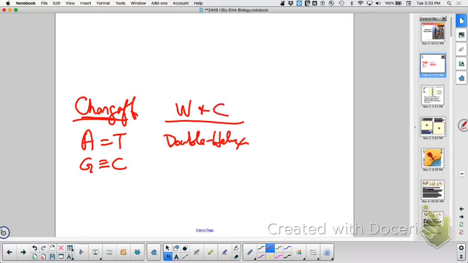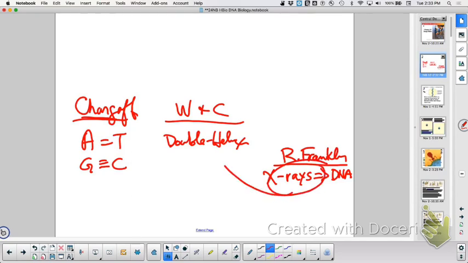Okay, good. Who came up with the idea to shoot X-rays through DNA to look at the pattern that they made? Hershey and Chase. No. Rosalind Franklin. And remember, this data was used by Watson and Crick, and so was this data.